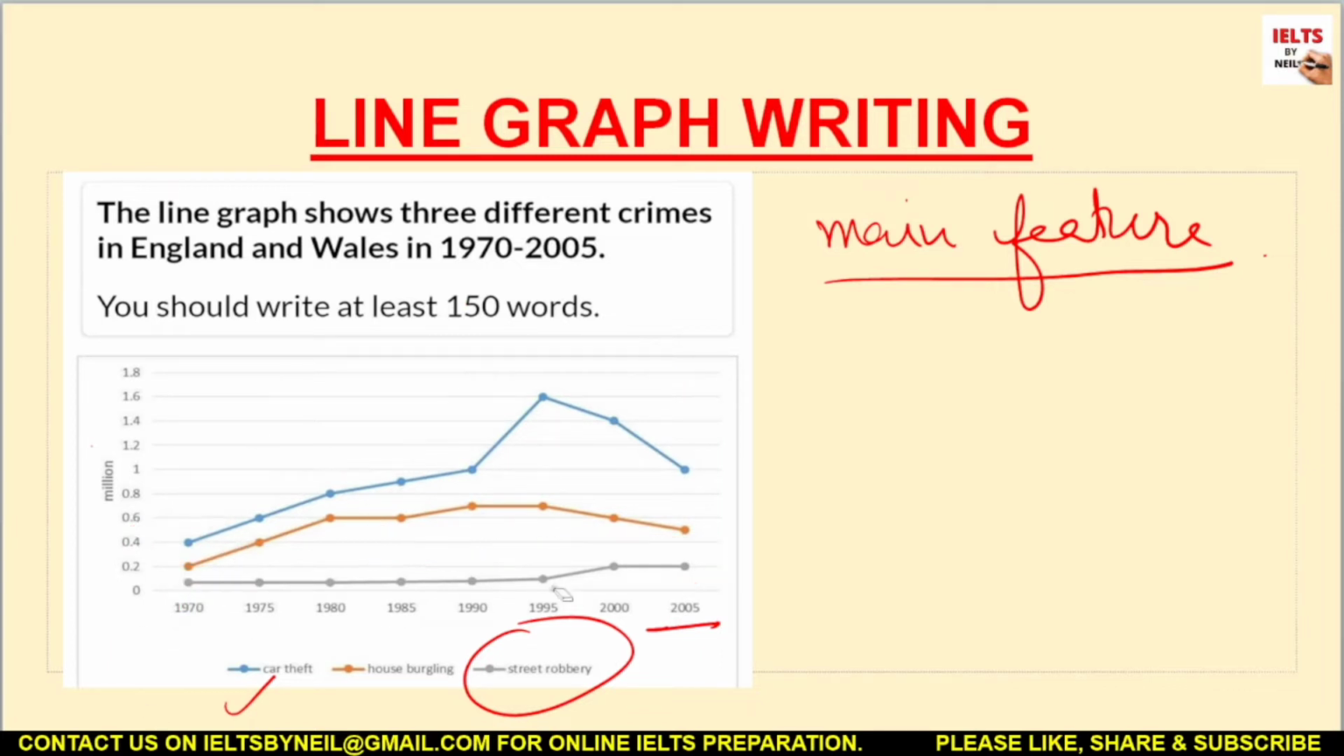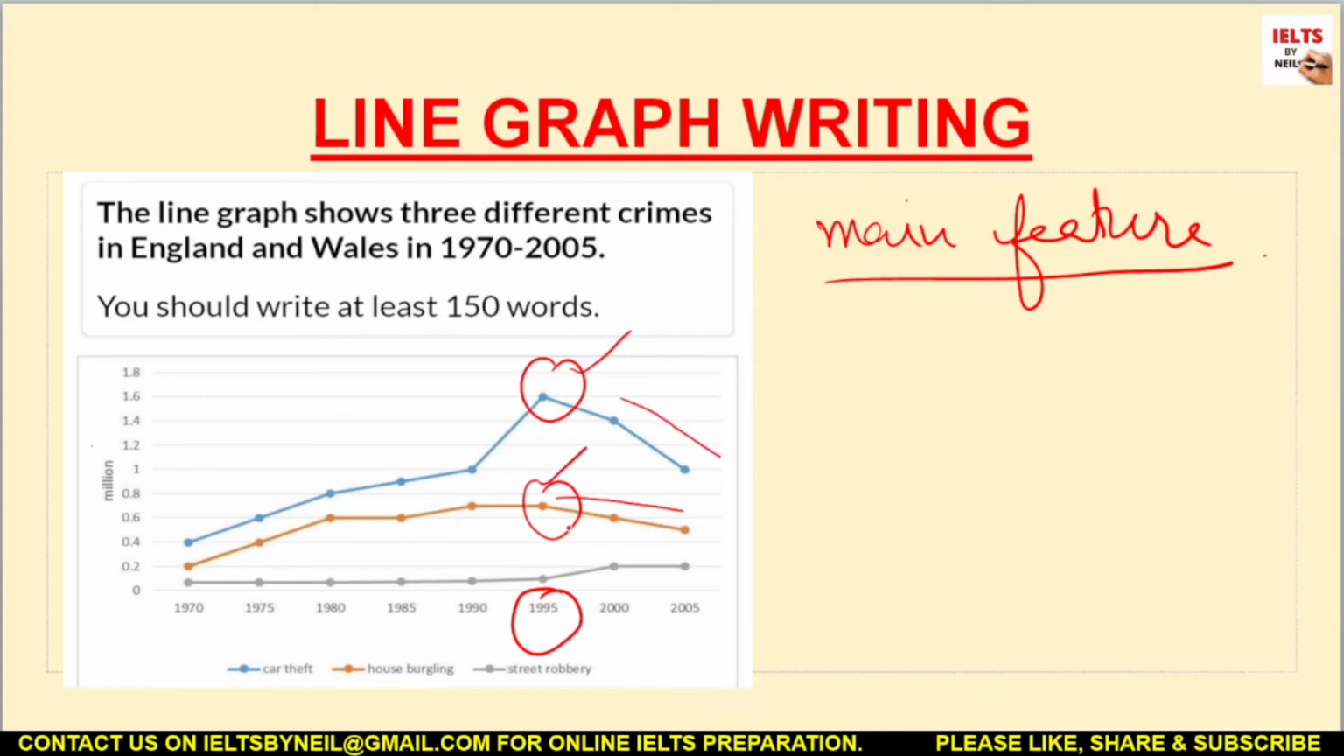I'll show you one more. If you have a look closely at the line graph, this one and this one, this is car theft and this is house burglary. If you have a close look at 1995, they are decreasing, right? It's going down and it's going down again. But in case of street robbery, it's increasing. So this is a common thing, that these first two are decreasing and street robbery is increasing. This can also be your overall statement.